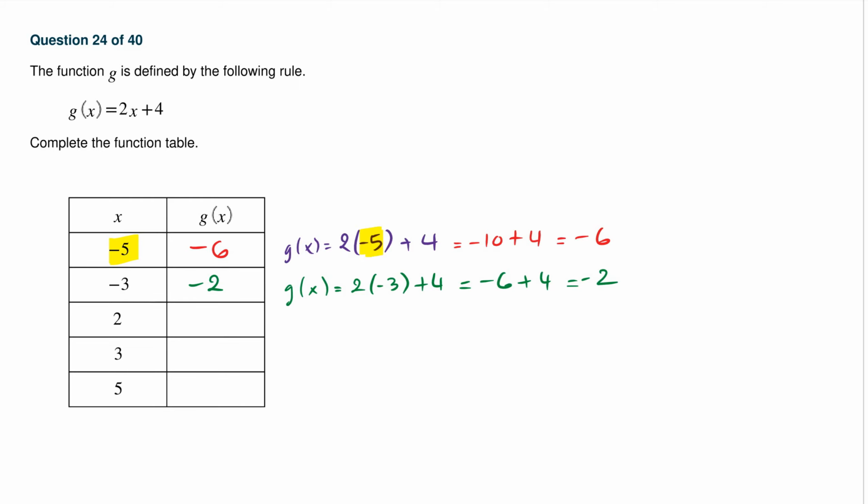Okay, then we plug in 2. g of x equals 2 times 2 plus 4. 2 times 2 is 4, plus 4 is going to be 8. Okay, what we just did is plug in 2 into the function.